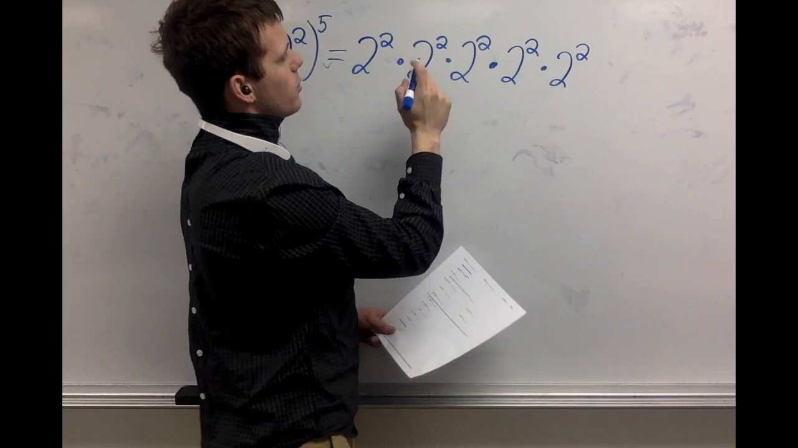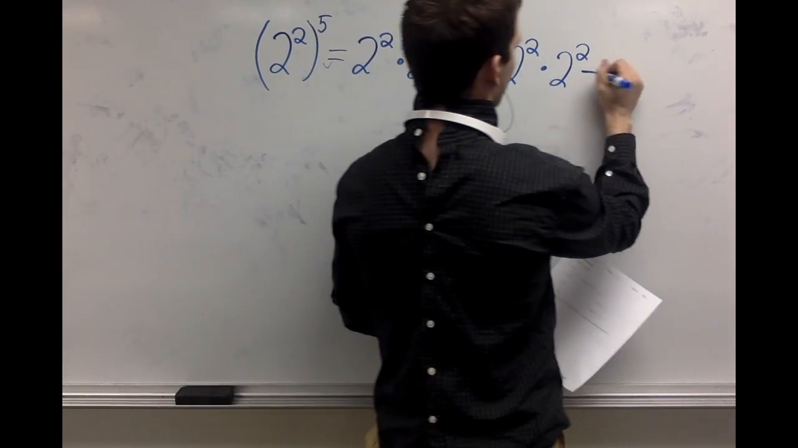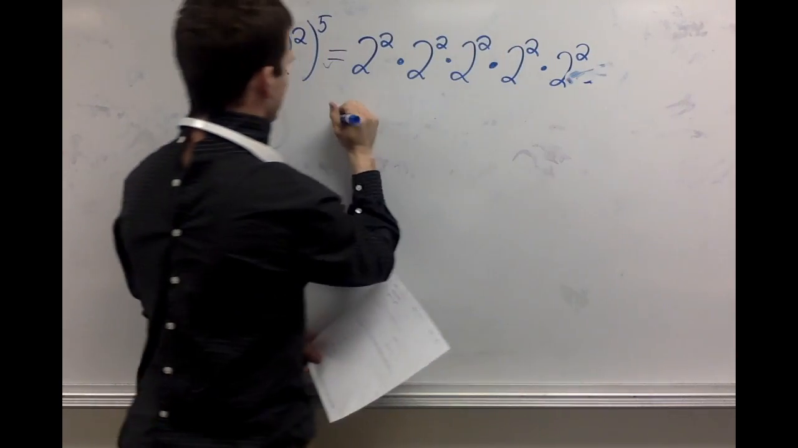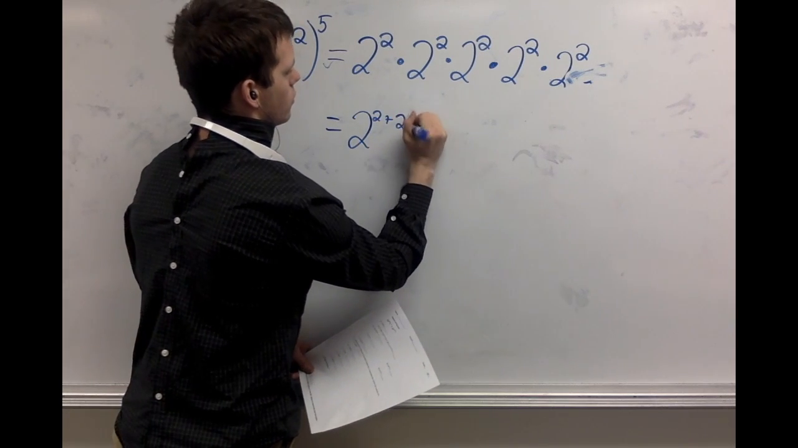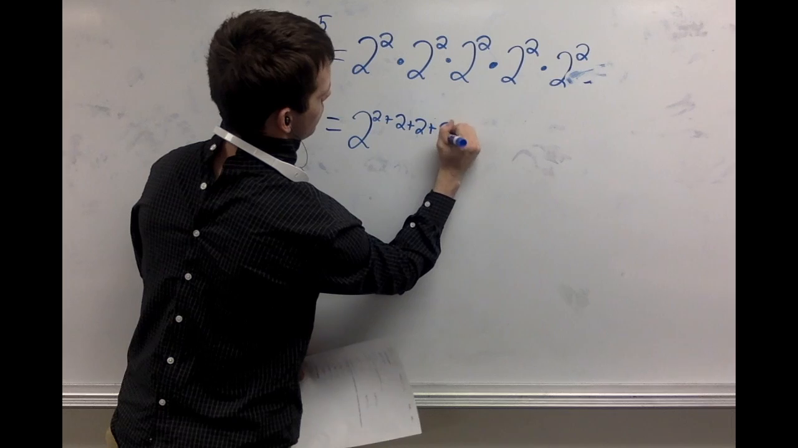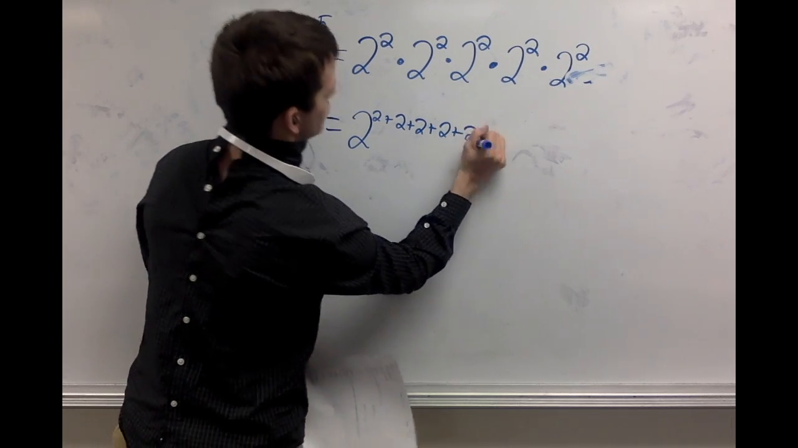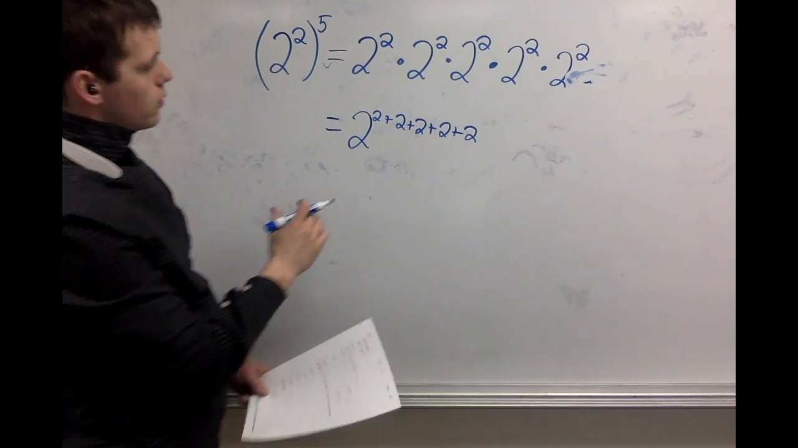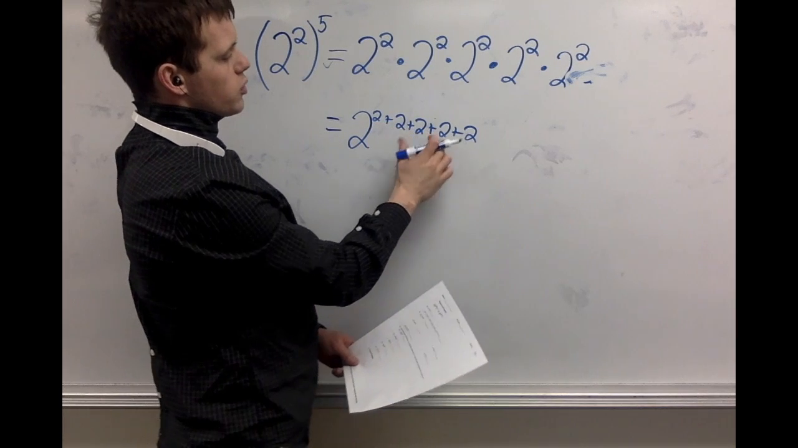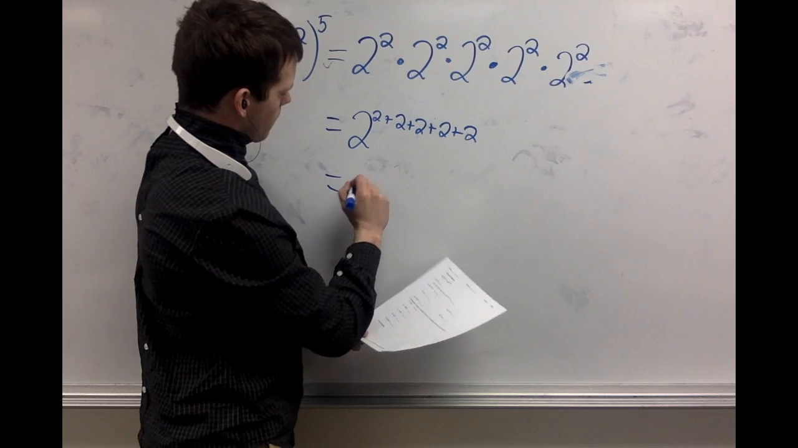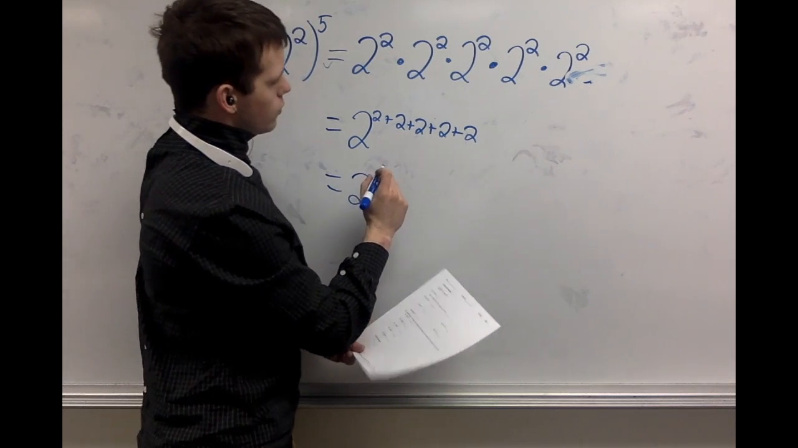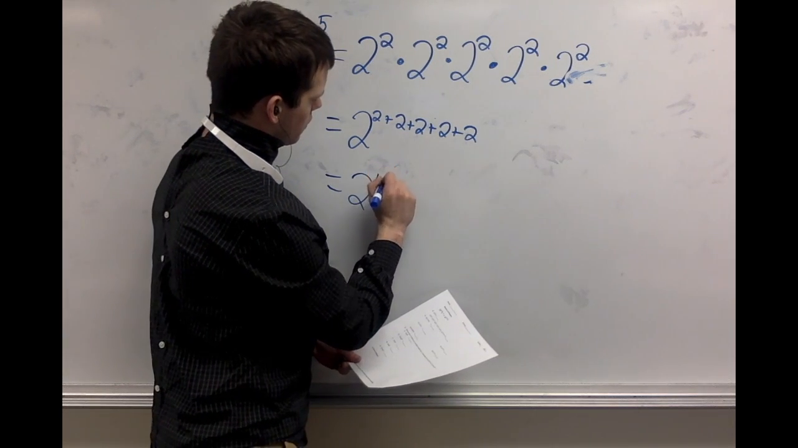So if we add our exponents, we end up getting, I'll write it down here, 2 to the 2 plus 2 plus 2 plus 2 plus 2. So 2 plus 2 plus 2 plus 2 plus 2 is then equal to 2 to the 10th.